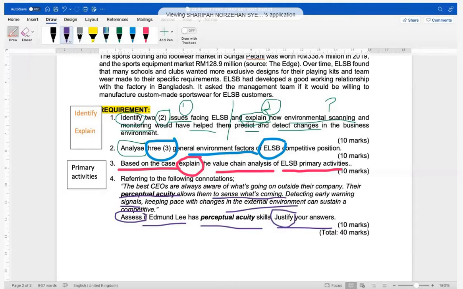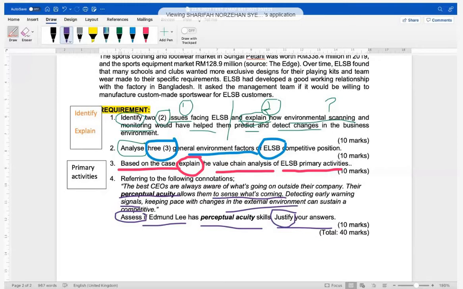What does it mean by justifying your answer? To reason, prove it. So once you have already assessed that he has it, then you just justify. That means you must convince people why you say that he has it. So just give reason for that. All right.